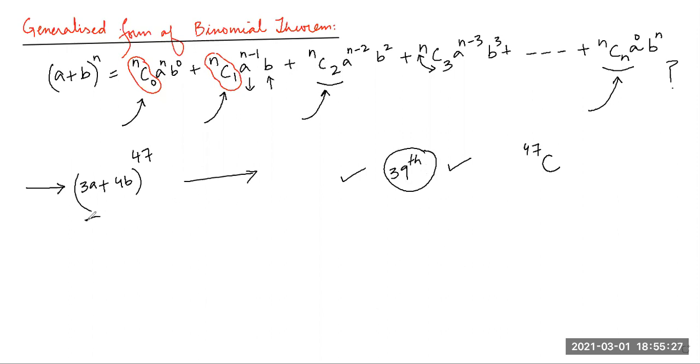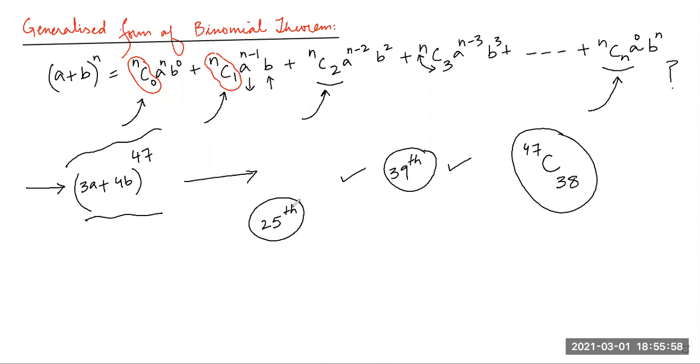May I ask Ishma, what will be the coefficient of the 39th term? Without actually calculating the 39th term, see the pattern. The coefficient of the first term is NC0. The coefficient of the third term is NC2. N remains constant, C remains constant, and the lower number is 1 less than whichever term you're asking. So I'm asking the 39th term, it will be 47C38, right?